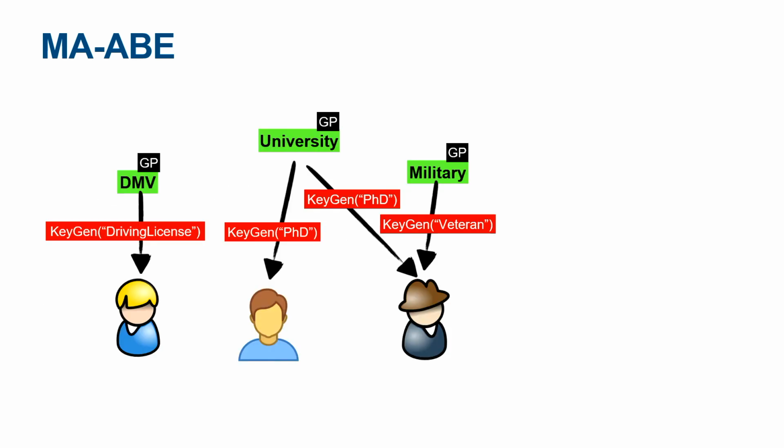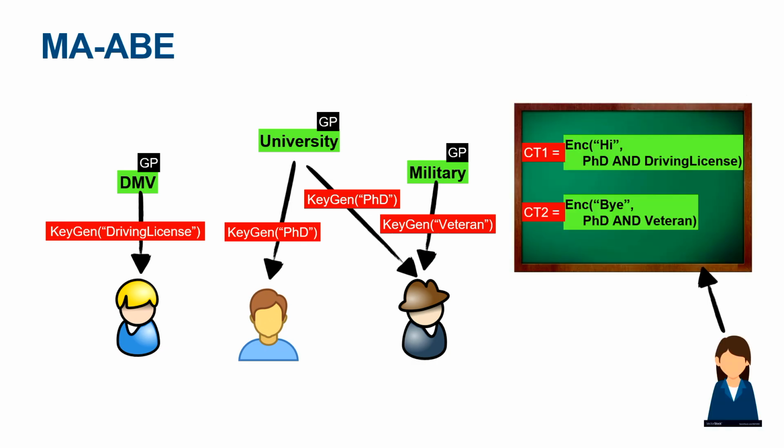These are the features that it should possess. So here's a concrete example. Imagine these three gentlemen, each having some attributes. The first guy has a key for having a driving license. The second guy has a key for having a PhD, and the third guy has keys for being a veteran and having a PhD. And now imagine this lady generating two ciphertexts. One says hi, the other says bye, but the first one is with respect to the conjunction of PhD and driving license, and the second one is PhD and veteran.